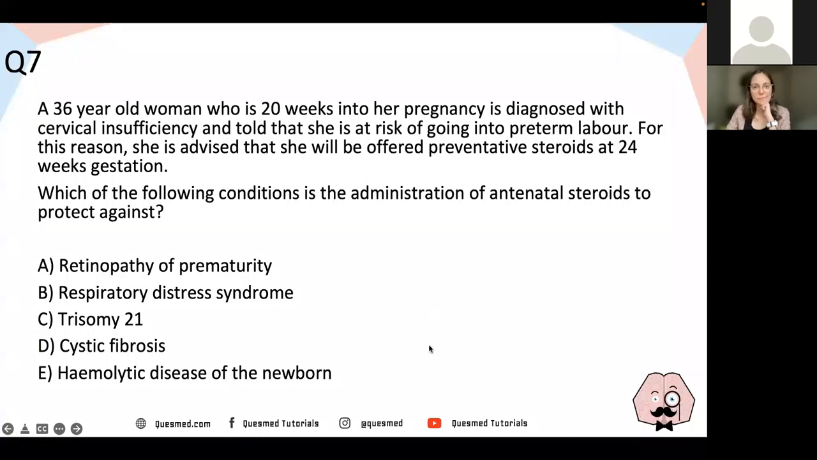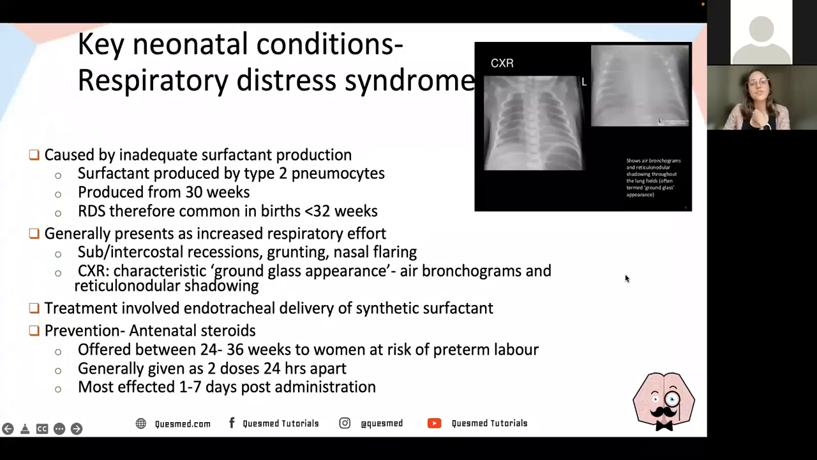Very good. Yes, absolutely. So antenatal steroids, mainly for respiratory distress syndrome. Okay. So just a little bit talking about respiratory distress syndrome, what it is. Quite a big hitter, so I'm sure most of you would have heard of it, but it is caused by inadequate surfactant production, and it affects mainly babies who are born below 32 weeks of gestation, because surfactant is produced in the alveoli from 30 weeks onwards. So if you're born before that or close to that time, then you might not have made enough.